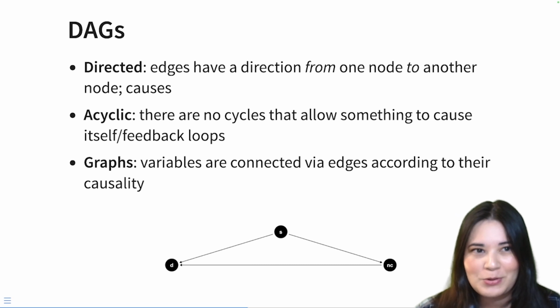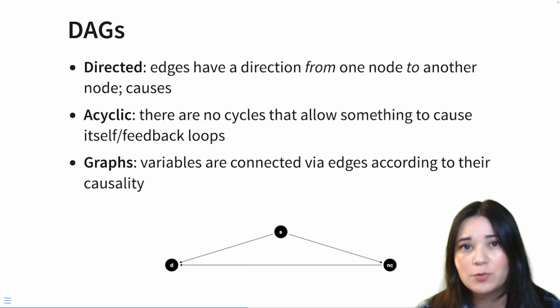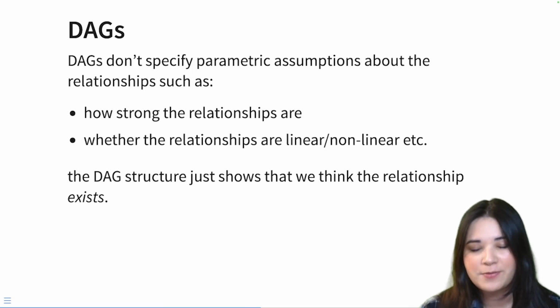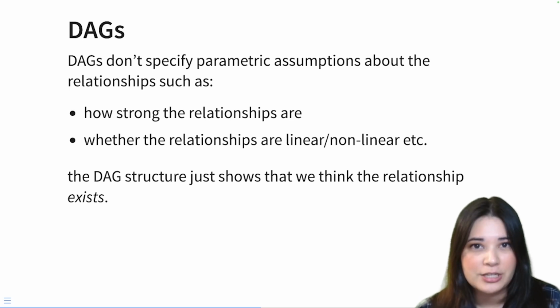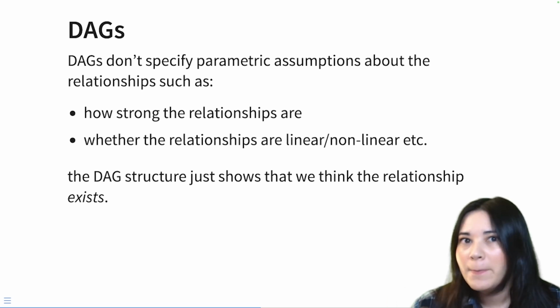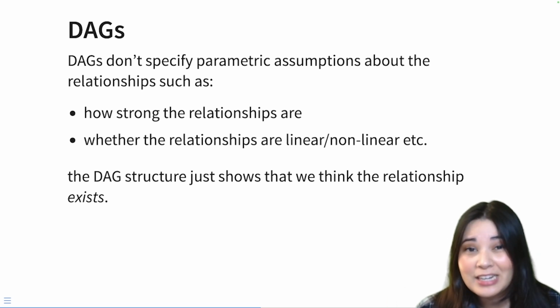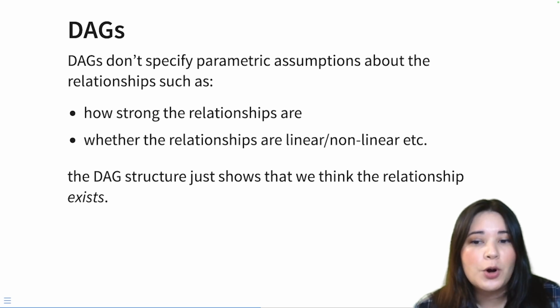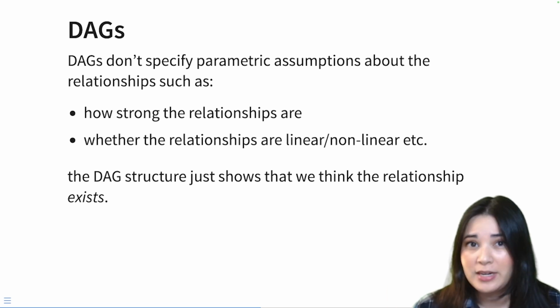Last but not least, of course, you know that a DAG is a graph, which means that we have variables represented by nodes and edges which represent causes that flow between the variables. Now, DAGs don't specify any parametric assumptions about the relationships. This means that we just think there is a relationship, but we're not making any assumptions about how strong the relationship is, if it's positive or negative, whether it's linear or nonlinear. We just know that there is a relationship that exists.